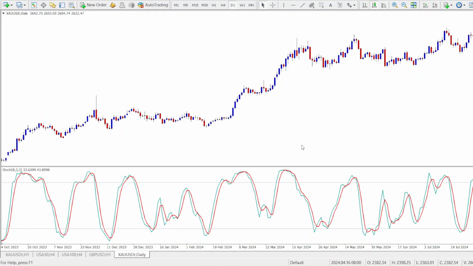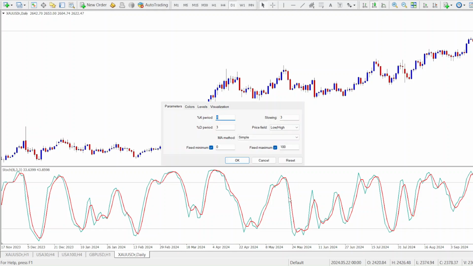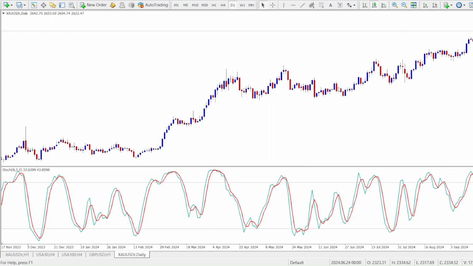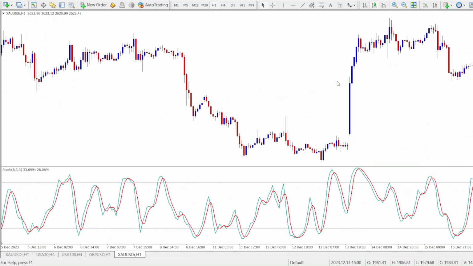Now, how do you adjust the stochastic indicator? As for the percentage K period, it represents the raw stochastic value and reacts faster to price changes. By reducing the period to 5 or 8, you get more responsive signals that can help identify short-term trading opportunities. So we're going to be going down to the one hour time frame for this.